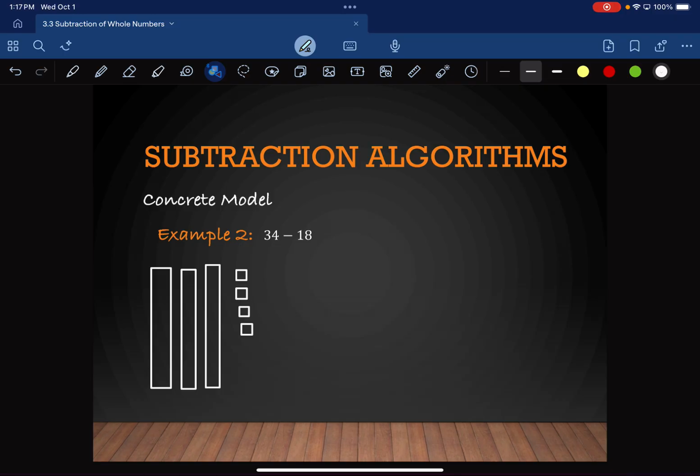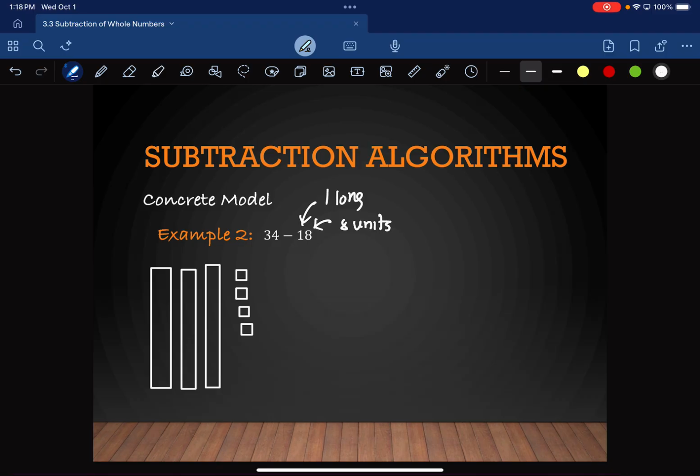And what I want to do is take away 1 long. That's fine, I can take away 1 long. There's 3 of them there, I just take one of them away. And I want to take away 8 units. And that's the problem with this one, right? I don't have 8 units to take away. There's only 4 of them here.